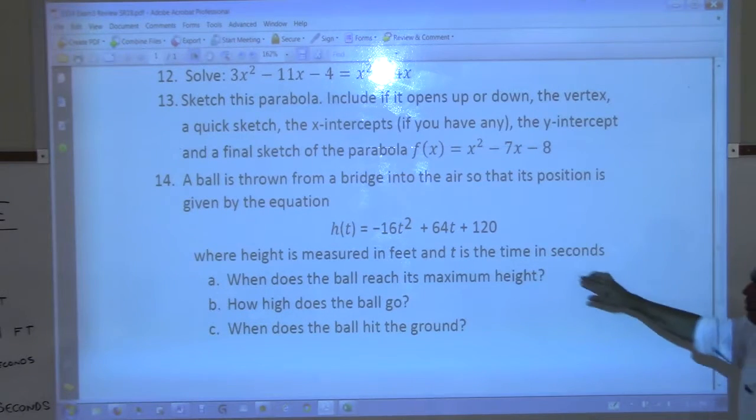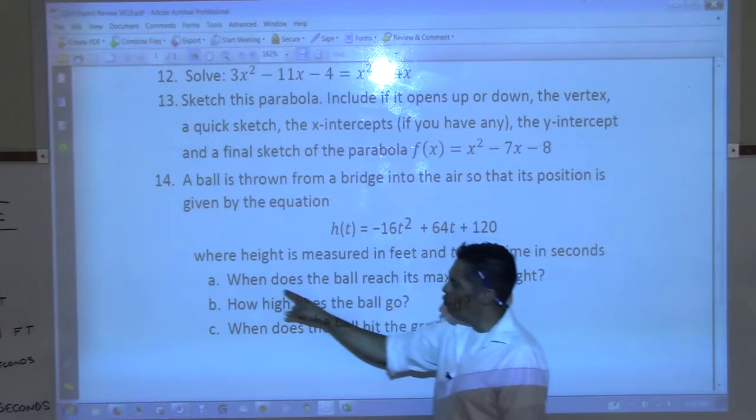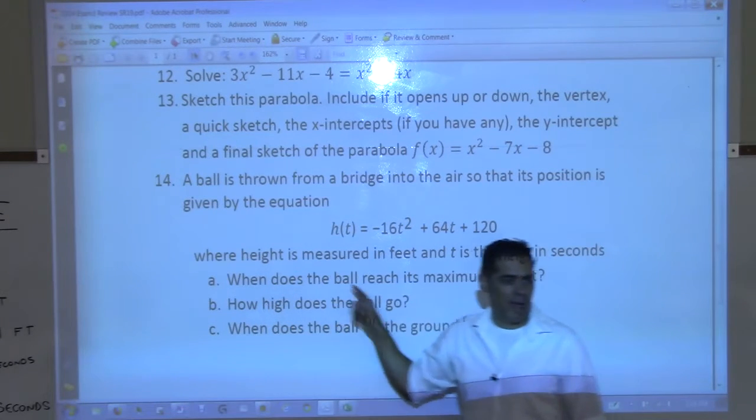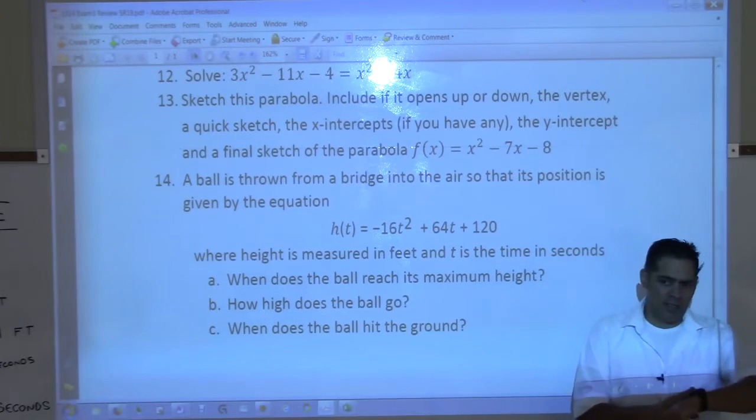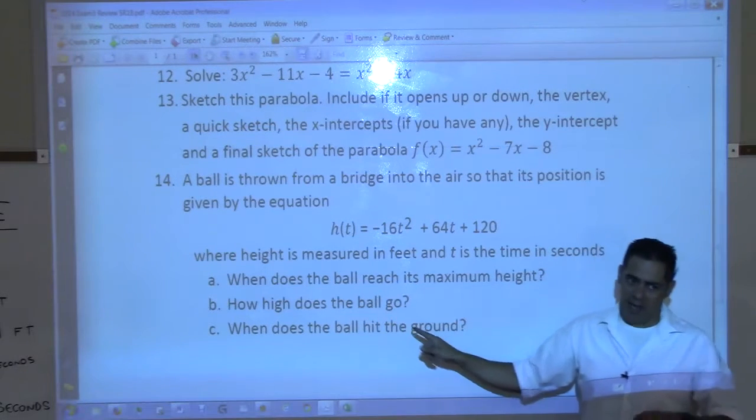When does the ball reach its maximum height? So that has to do with the vertex, right? Which part of the vertex? H or K? So in the wording it says, when does the ball reach its maximum height? When, right? That's time, so that's H. How high does the ball go is K.